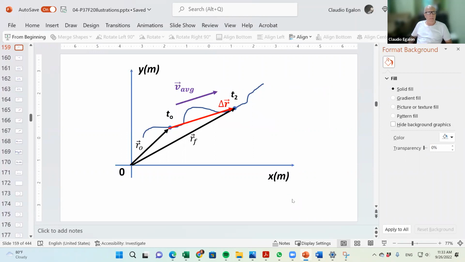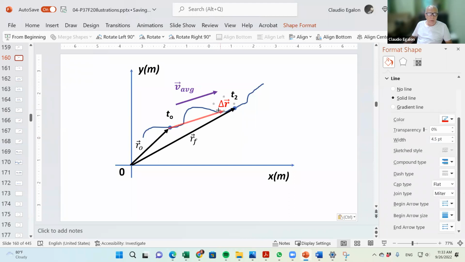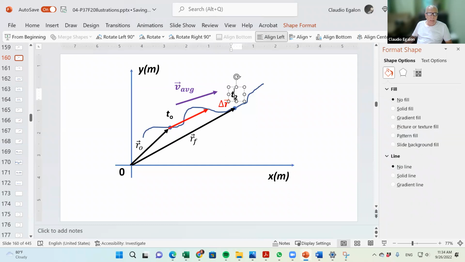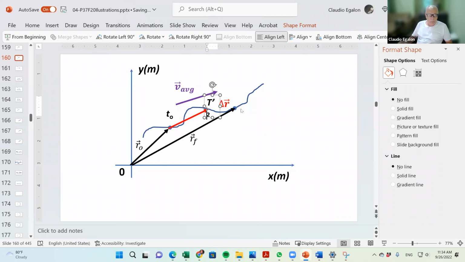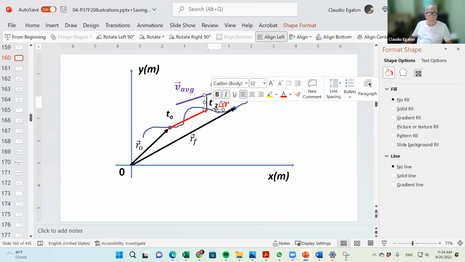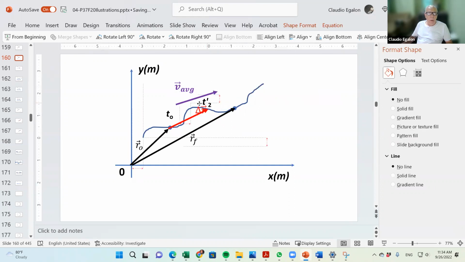So we start with this average velocity and we want to find the instantaneous velocity. Let's say I want to find the instantaneous velocity at this point here at T0. So I start decreasing my delta T, by making T2 closer and closer to the previous one. When I do that, my delta R is going to shrink as well.